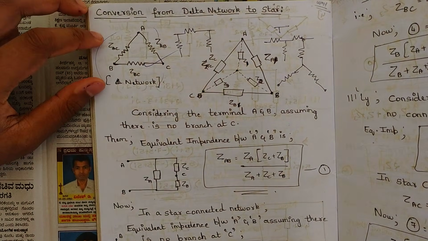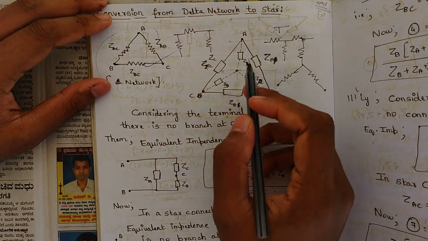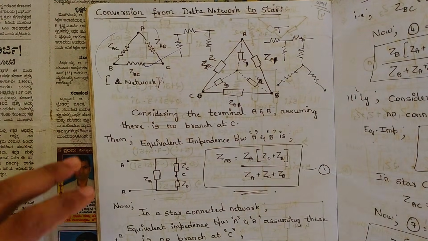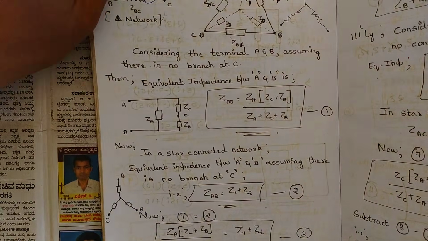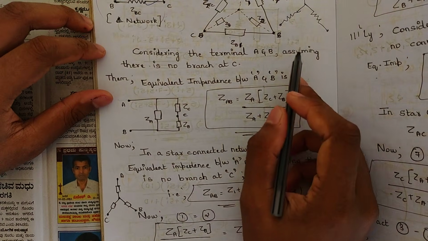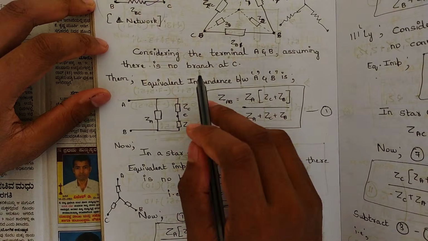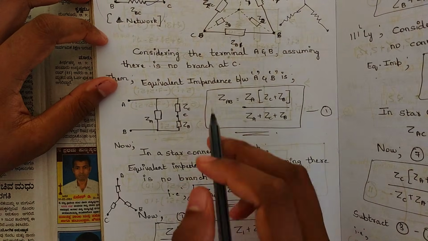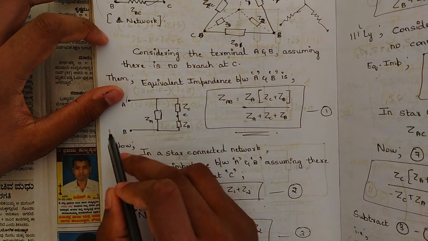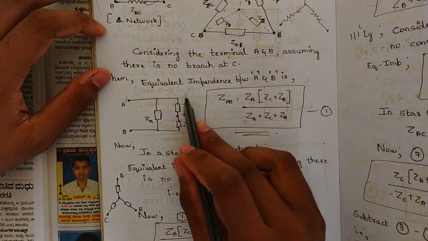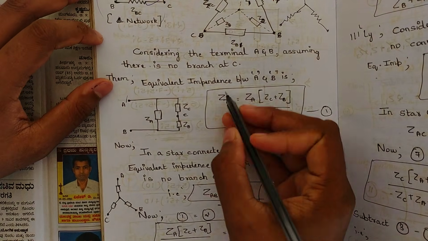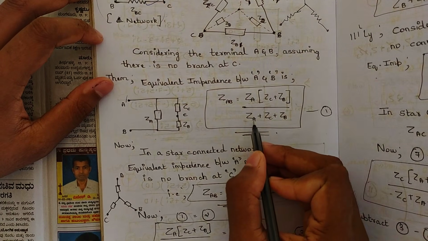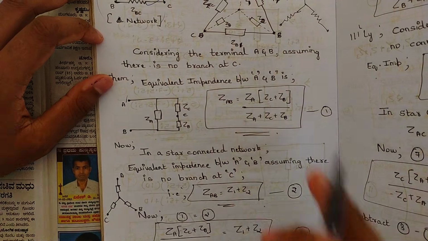Now to convert delta network or pi network into star network or T network, we have a certain set of equations and derivations. That is, considering the terminals A and B, assuming there is no branch at C. Consider only the terminals A and B in this case. Now equivalent impedance between A and B is given as Z of AB is equal to Z of A into Z of C plus Z of B divided by Z of A plus Z of B plus Z of C. Name it as equation 1.